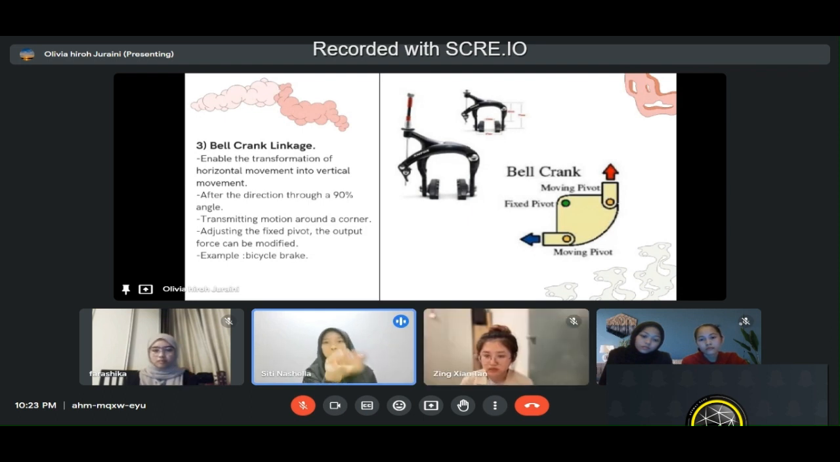The example is a bicycle brake. When the lever of the brake is pulled, automatically the cable moves upward, forcing the brake to block the wheel, like this in the picture.